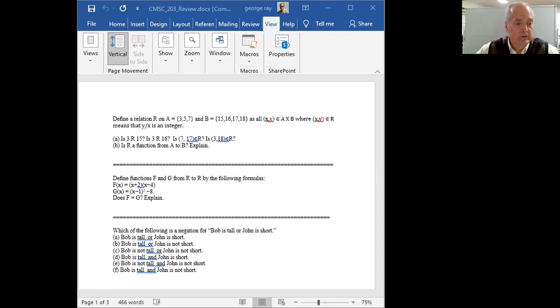That's right, exactly. The ordered pair 3, 18 is an element in the relation because 18 divided by 3 is equal to 6.